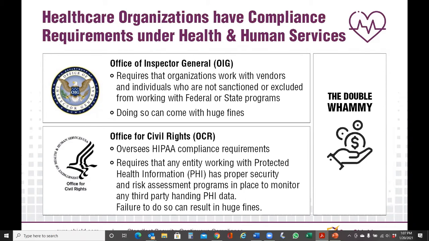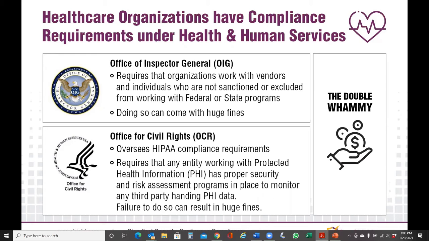As many of you know, in order to do this, there's a variety of different databases that need to be checked on a regular basis to make sure that you don't have anyone in your ecosystem who could potentially be excluded or sanctioned from participating. And if you happen to come across an individual that is, it puts your organization at risk for some pretty significant fines and penalties.